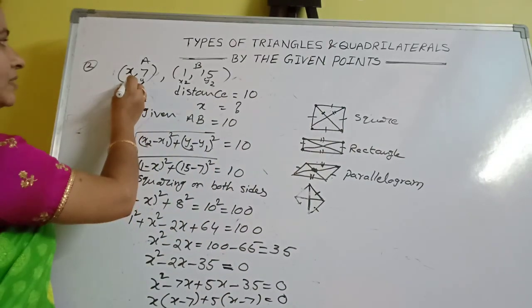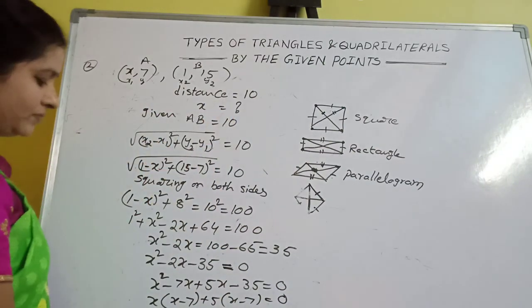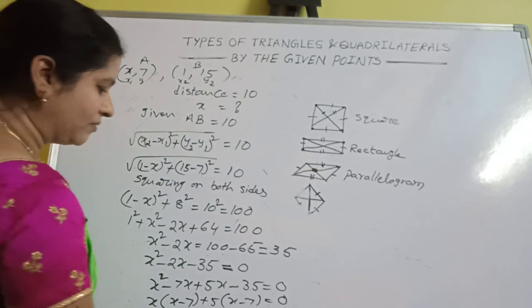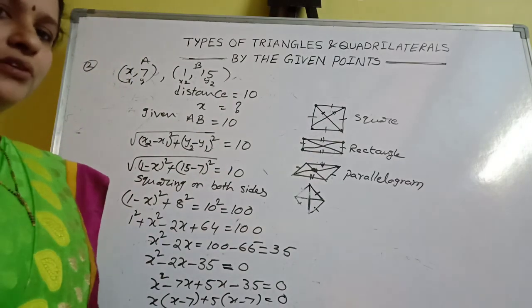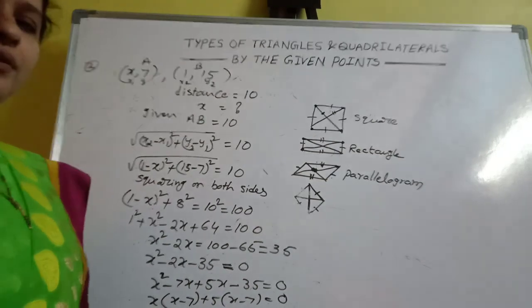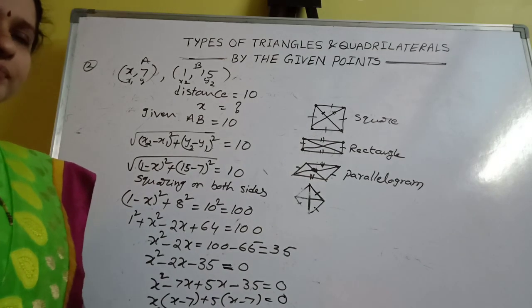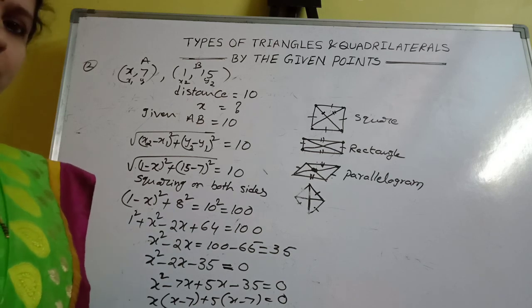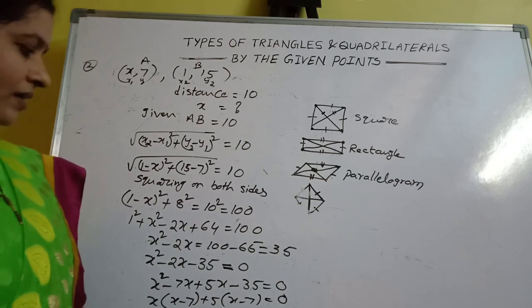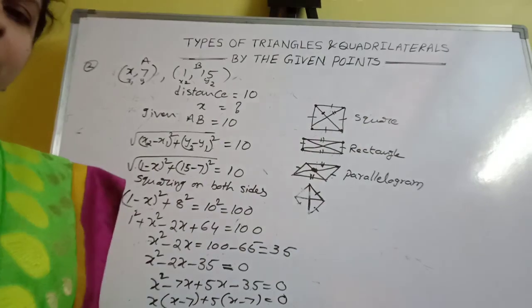So what is the x value? x equal to 7 or x equal to minus 5 is the x value. These are the applications of the distance formula. In the next class we will see more formulas, like mid values. Until then, bye. Thank you.